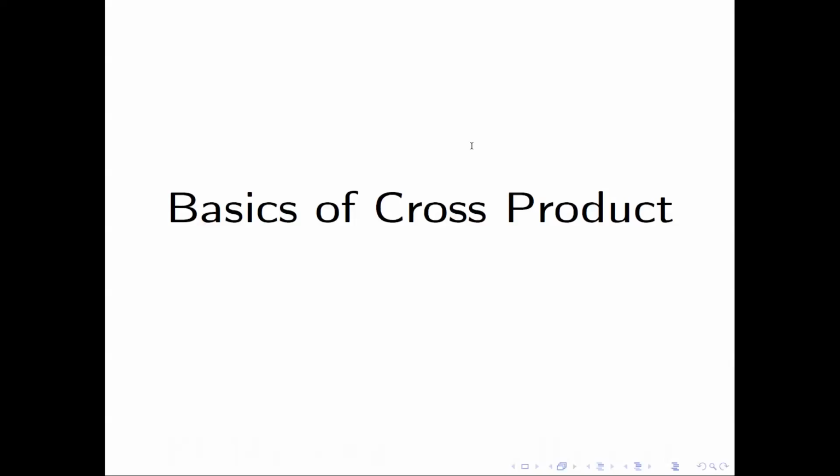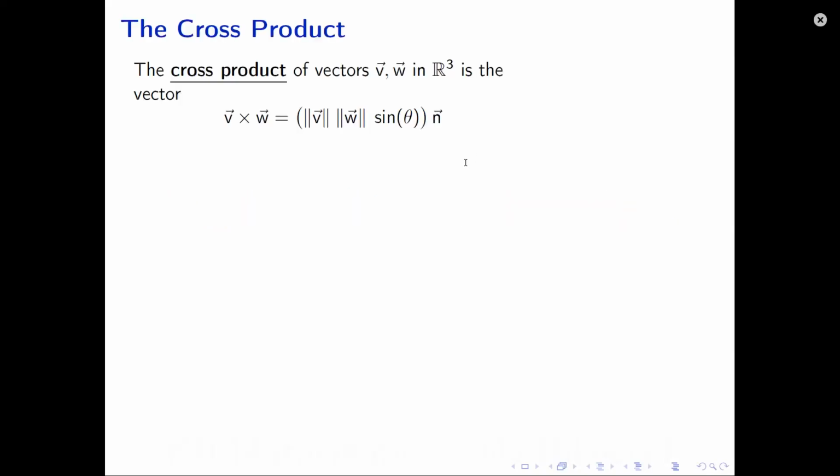This video is covering basics of cross product. So the cross product of two vectors v and w in R3 is defined to be the vector v cross w equal to magnitude of v times magnitude of w times sine theta times n.